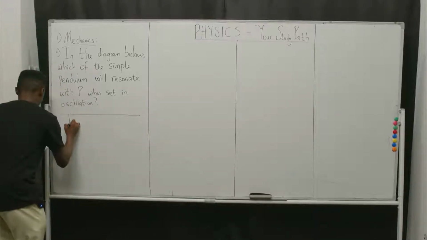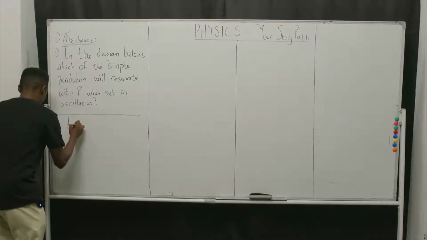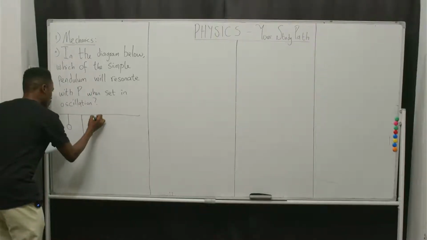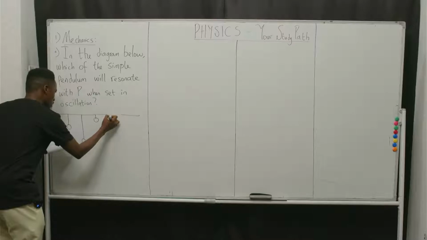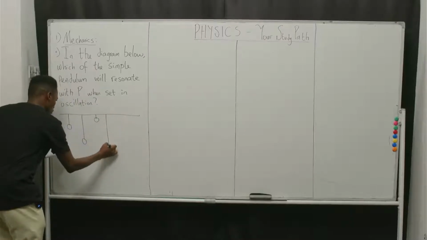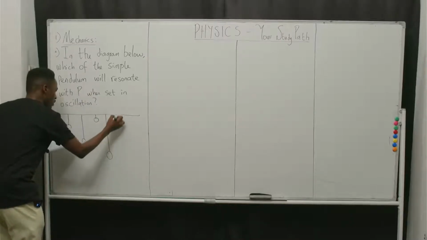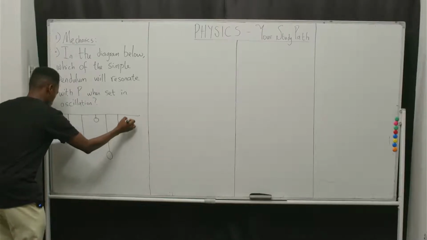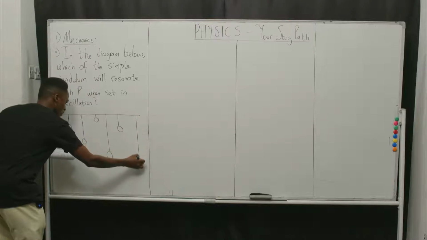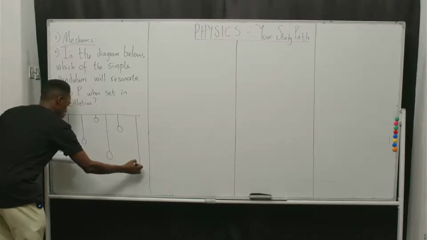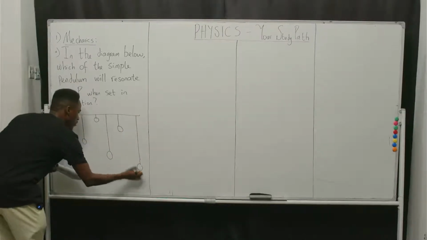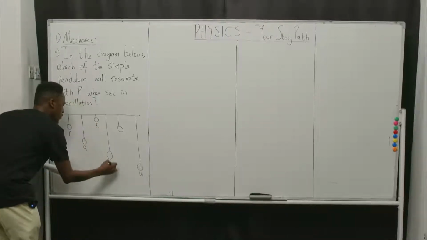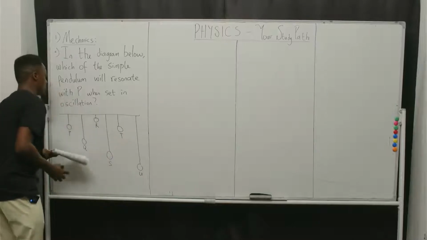The first, we have P at this level. The next, we have Q at this level. The next, we have R at this level. The next, we have S at this level. And we have T at this level. Not forgetting, we have U at this level. P, Q, R, S, T.